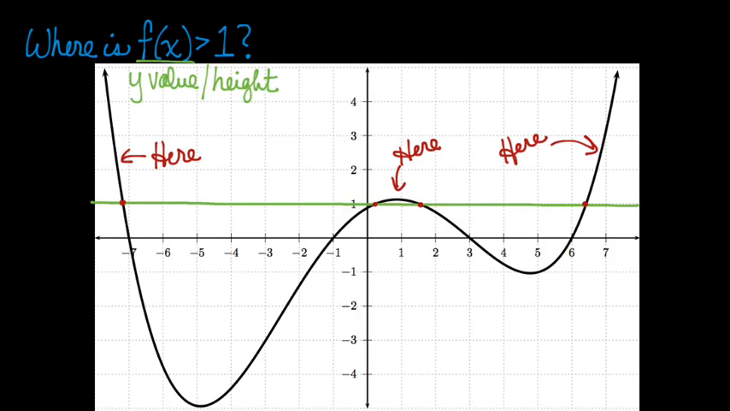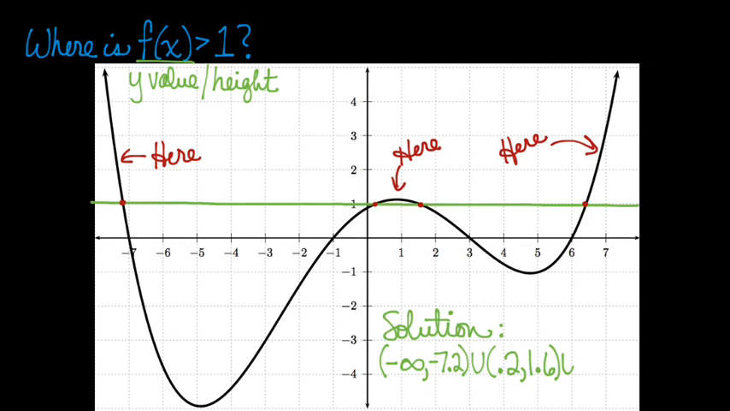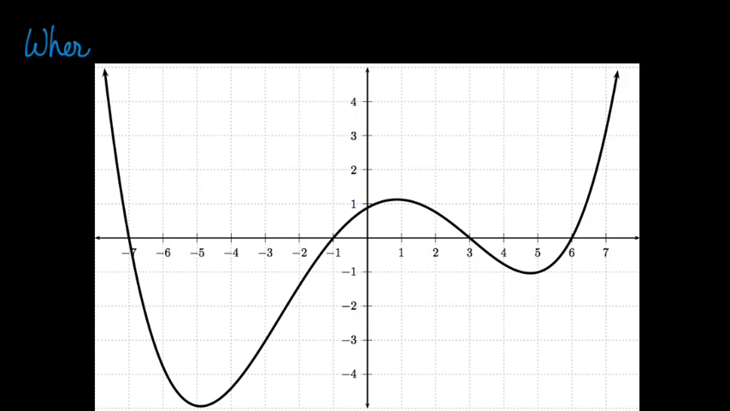I do not want to include the red dot x coordinates because the height at those places is 1. I want greater than 1. And so my solution is going to be 3 different intervals connected with union symbols. And I'm connecting with the union symbol because I want to say this sentence. If x is here, or if x is here, or if x is here, then I know the height is going to be greater than 1. That's why I want to use that union symbol.